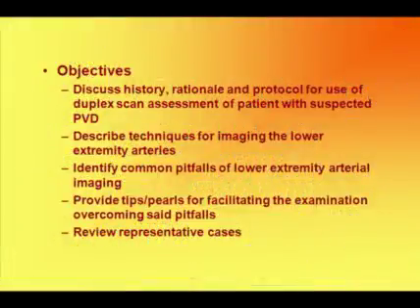Our objectives today will be to discuss the history, rationale, and protocol for use of duplex scan assessment of patients with suspected peripheral arterial occlusive disease, to describe techniques for imaging of the lower extremity arteries, to identify common pitfalls of lower extremity arterial imaging, to provide tips and pearls for facilitating the examination and overcoming those pitfalls, and then we'll review a few representative cases.